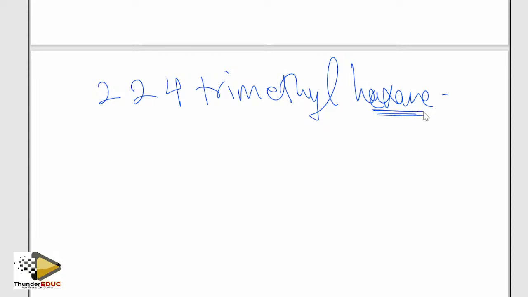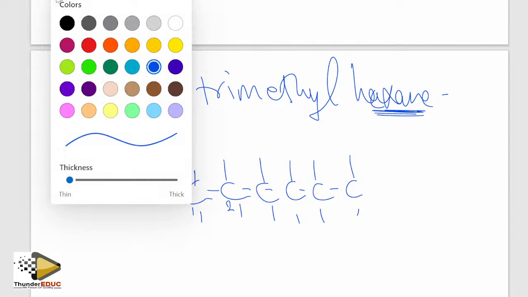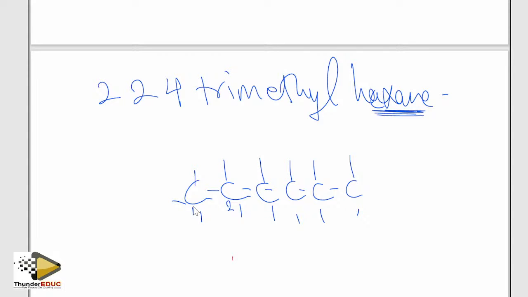So the first one is the main chain, hexane. 1, 2, 3, 4, 5, 6. So at least I've got it right there. Then they are saying 2, 2. So if I count, this is 1, this is 2. So the first methyl is going to be there. And then the second methyl is also going to be there because they say 2, 2. But now I don't come back and count from this side because I've already counted from that side.